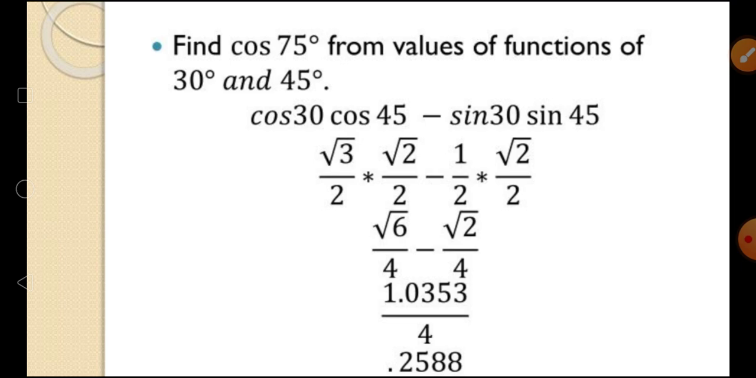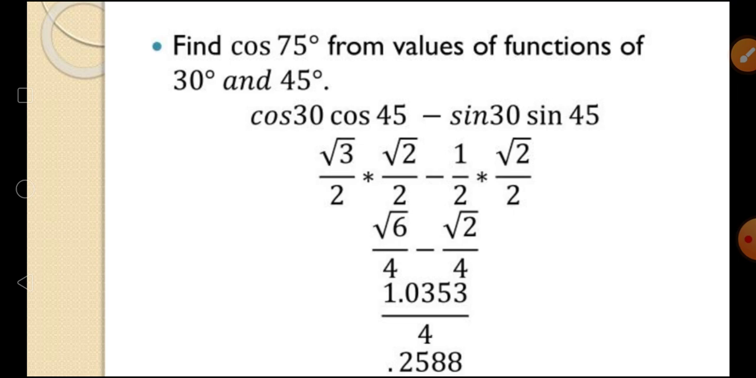Using this identity we can write cos 75 degrees as cos of 30 plus 45, which is equal to cos 30 cos 45 minus sin 30 sin 45. Now you substitute the values for cos 30, cos 45, sin 30, sin 45. That is root 3 by 2 into 1 by root 2 minus 1 by 2 into 1 by root 2.